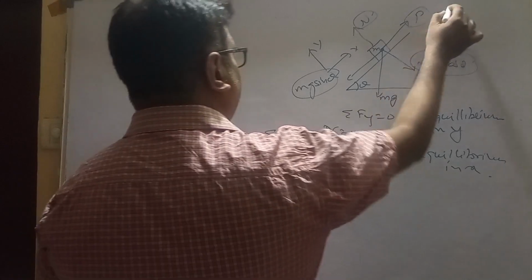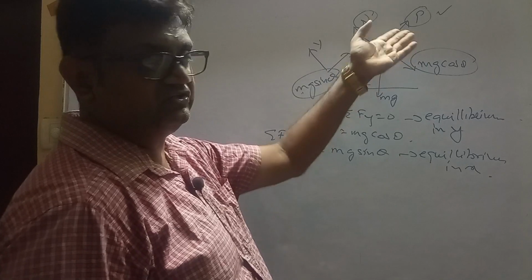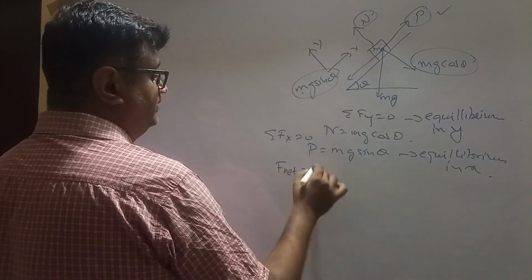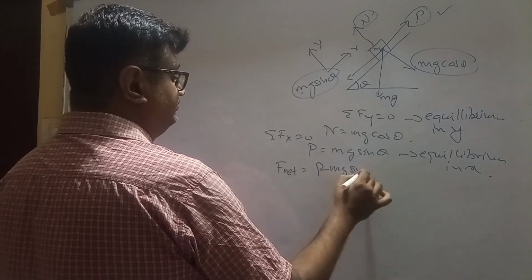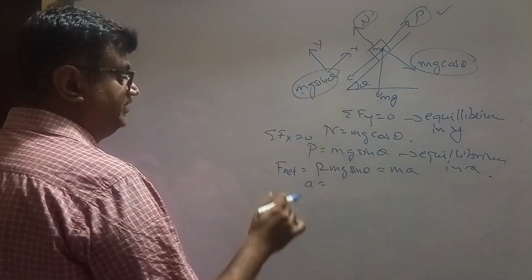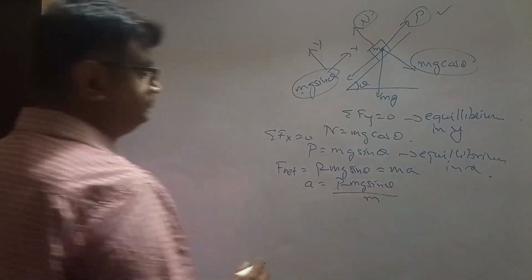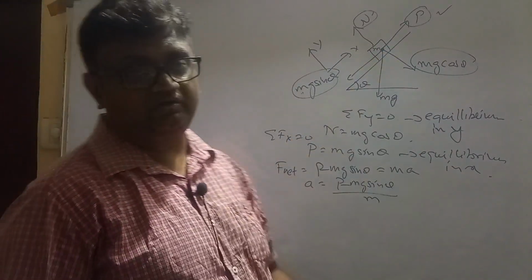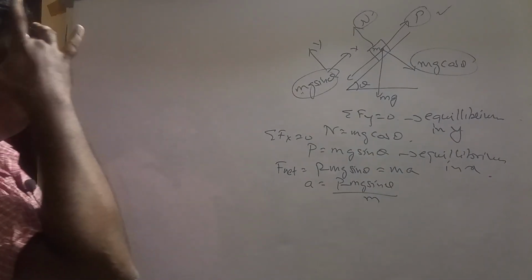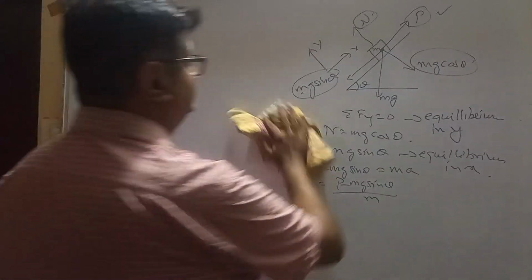Now let us say this force is bigger than this force. Then there will be a net motion in the upward direction. In that situation, F net will be equal to P minus mg sin theta. This is F net, which is equal to m into a. So here you can find the acceleration of the block: P minus mg sin theta divided by m. That would be the acceleration of the block. Now I am going to take another condition, and we will resolve the components and see what happens.